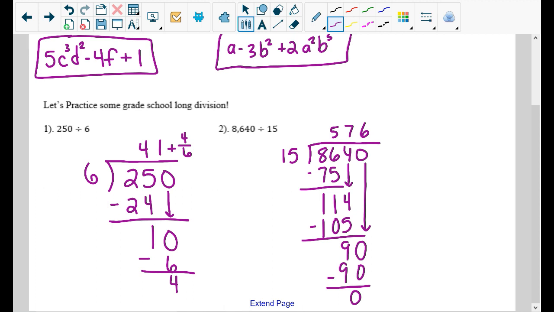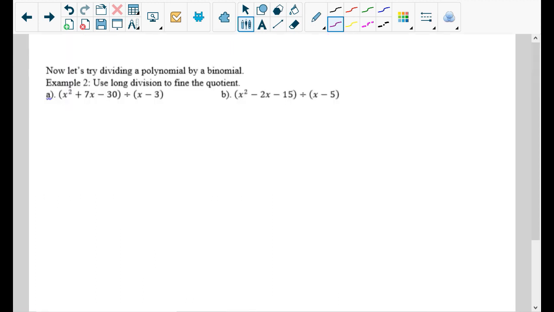So an actual factor here, 15 is a factor of 8,640. It goes in evenly 576 times. Alright, so that's the idea. That's what we're going to look at here when we're dividing with polynomials.